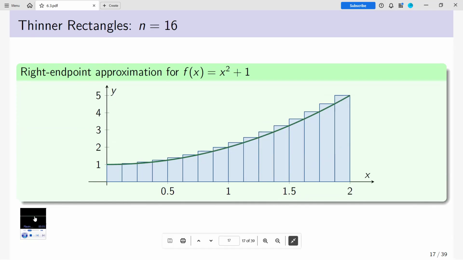With 16 rectangles, the staircase is noticeably closer to the curve. The gaps shrink as delta x decreases. The rectangles are now so thin that they resemble the margins students leave when they run out of notebook paper.